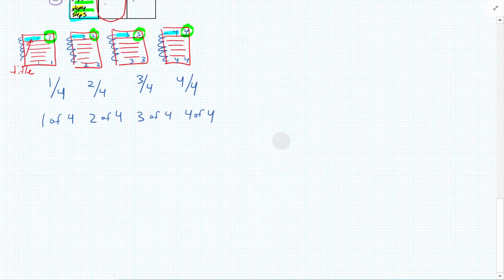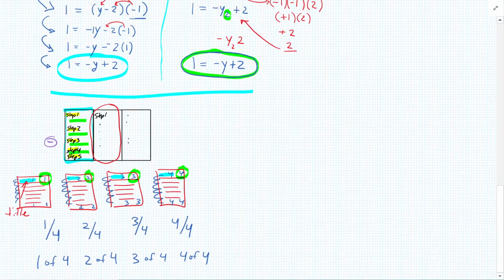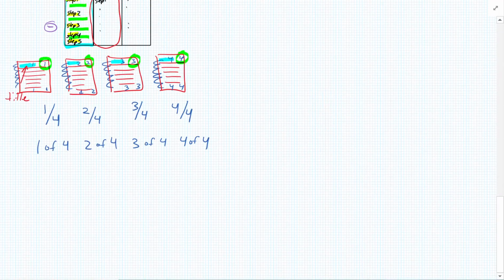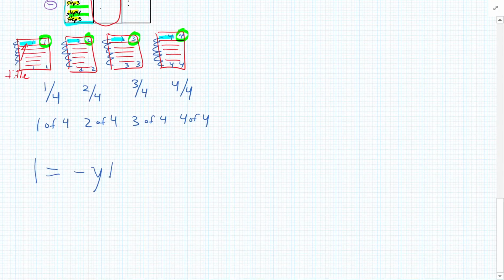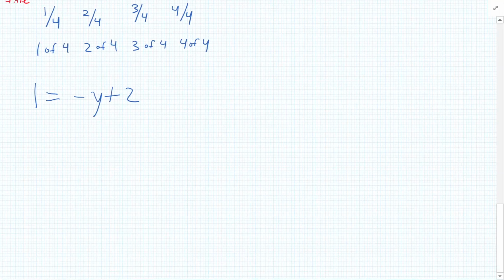Let's go back to our problem. We ended up with this equation. Okay, we need to simplify that more. 1 equals minus y plus 2. Okay. We need to get y by itself. How do we do that?